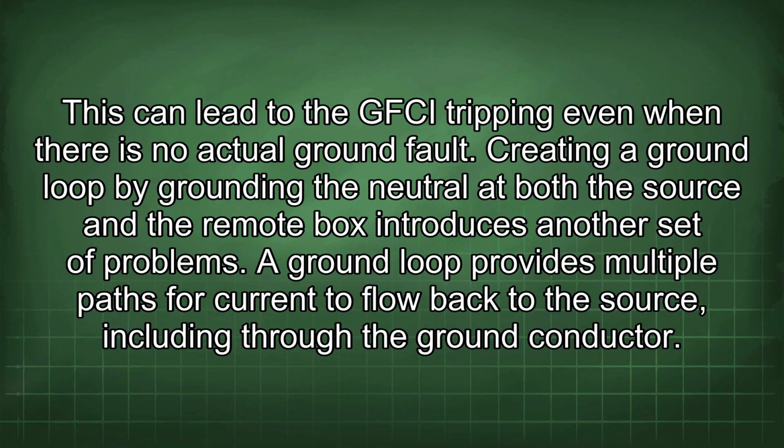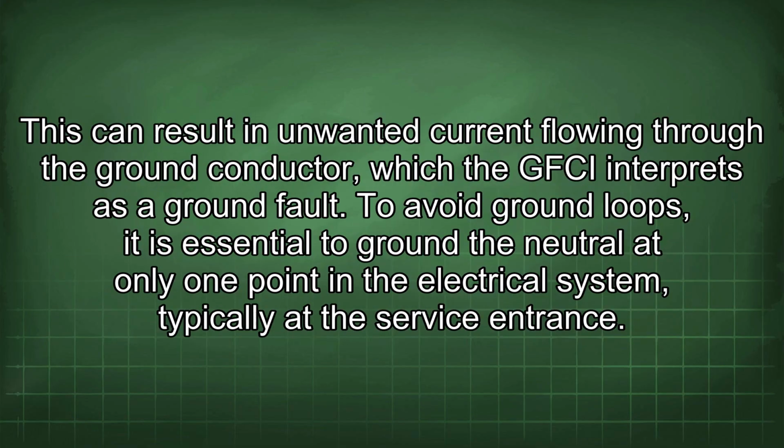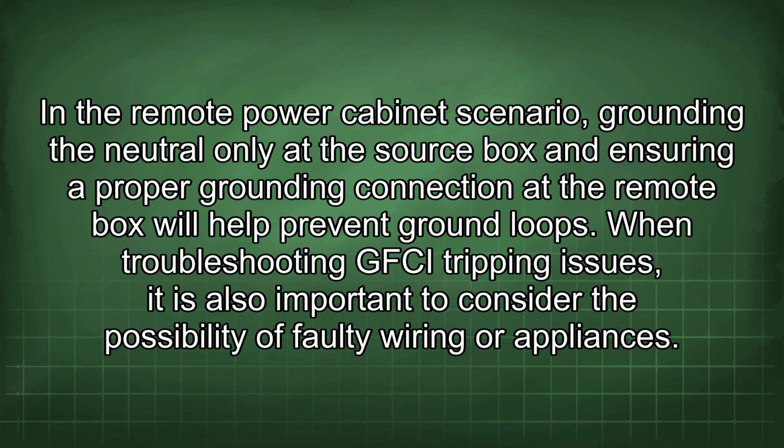Creating a ground loop by grounding the neutral at both the source and the remote box introduces another set of problems. A ground loop provides multiple paths for current to flow back to the source, including through the ground conductor. This can result in unwanted current flowing through the ground conductor, which the GFCI interprets as a ground fault. To avoid ground loops, it is essential to ground the neutral at only one point in the electrical system, typically at the service entrance. In the remote power cabinet scenario, grounding the neutral only at the source box and ensuring a proper grounding connection at the remote box will help prevent ground loops.